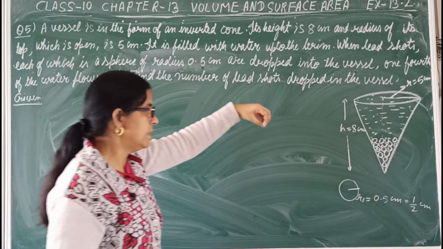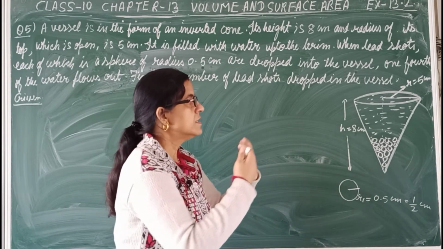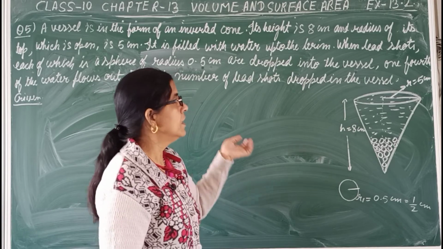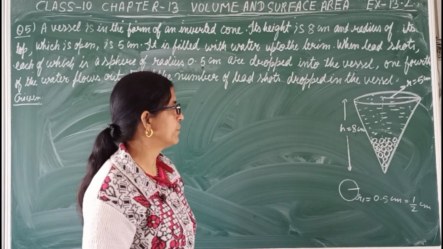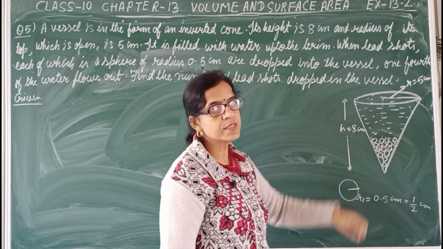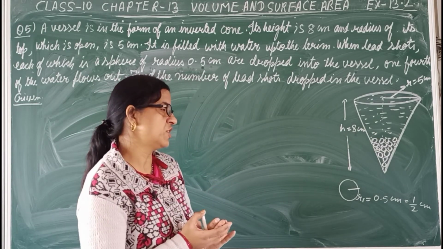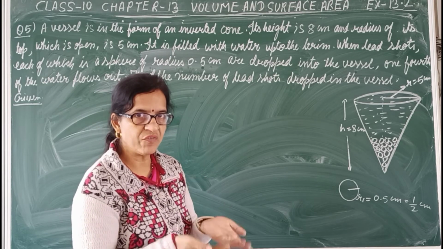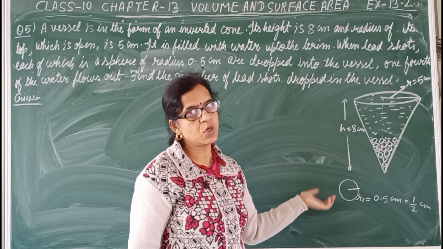Now, when the lead salts are dropped in this water, because it is filled up to the brim, some water flows outside. That water is written as 1/4 of the water flows out. So the question is asking to find the number of lead salts dropped in the vessel. Now, children, whenever such a type of question comes, keep in mind the volume of water overflow equals the volume of the lead salts dropped.